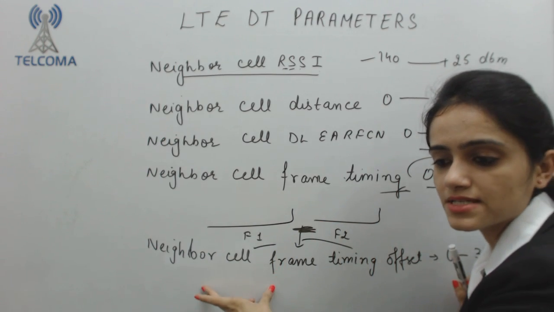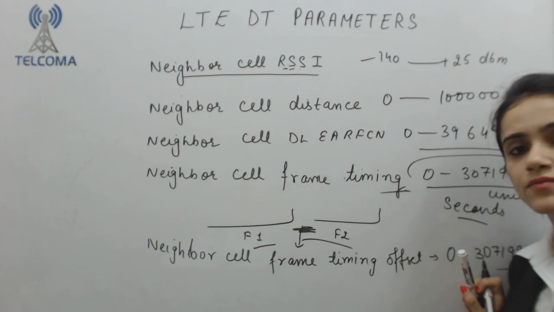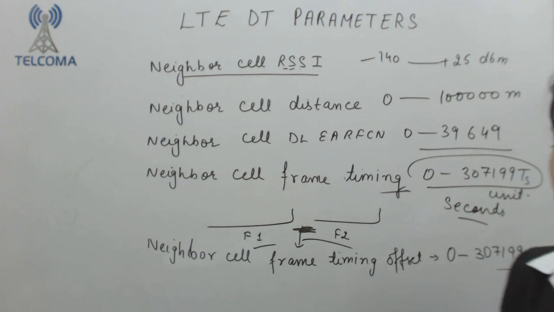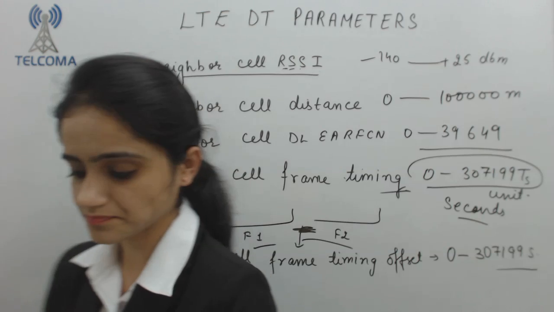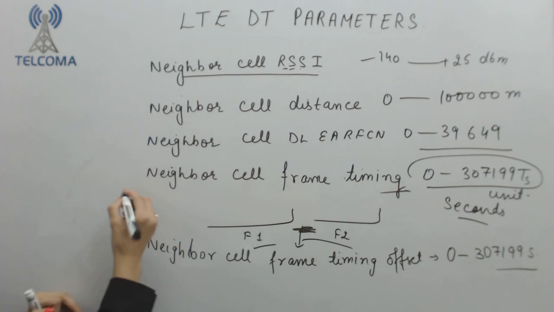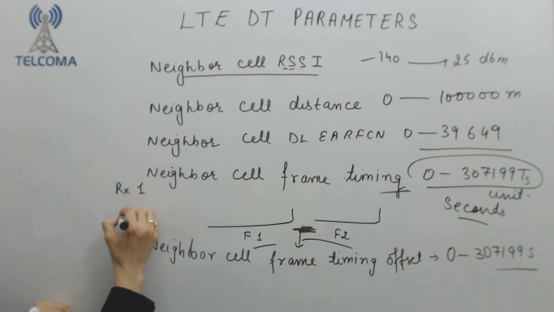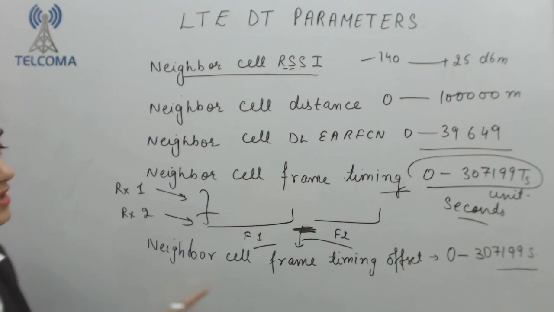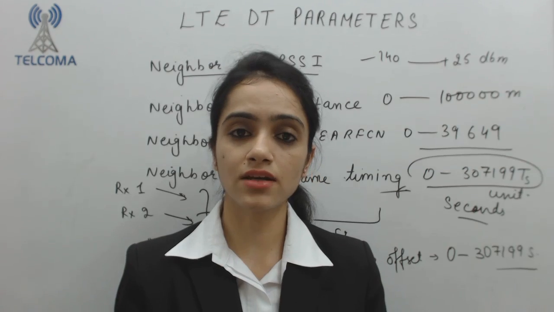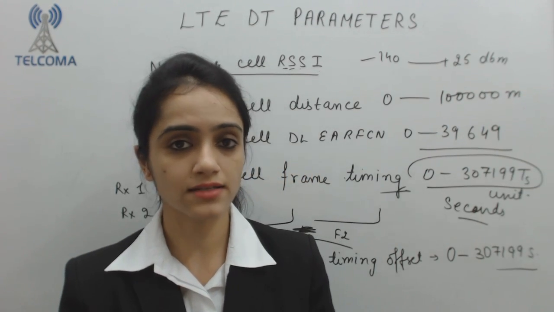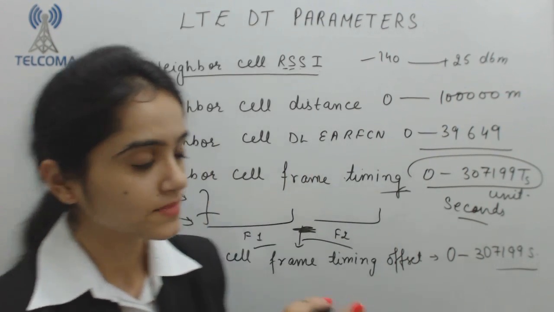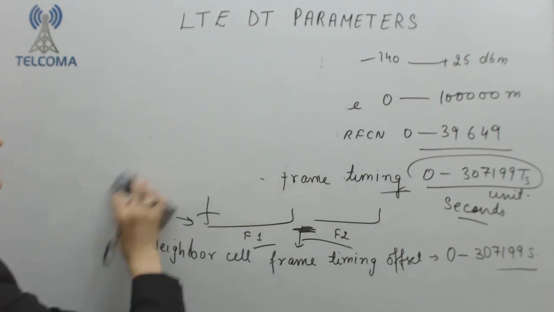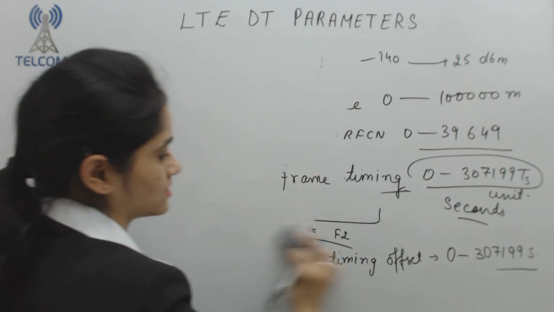Serving cell, neighbor cell: what is being received, what is the timing difference, for which timing am I receiving the parameters from the network. Similarly, if I have two receivers, receiver 1 and receiver 2, the timing will be the same, from 0 to 30719 seconds. So these are the parameters related to cell search and neighbor parameters.